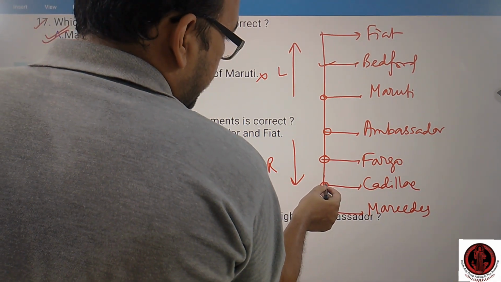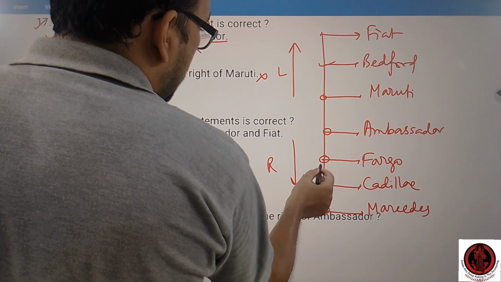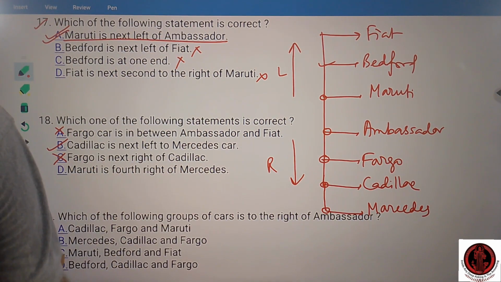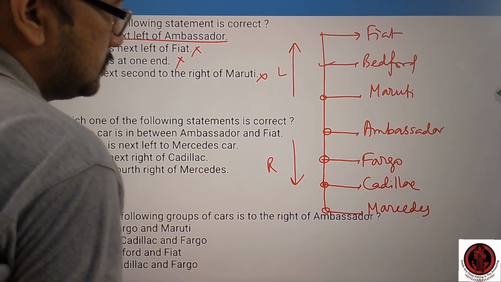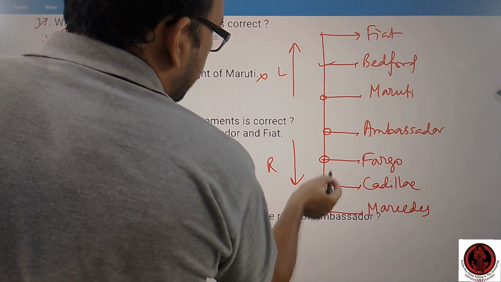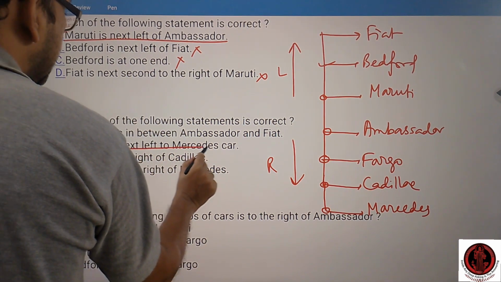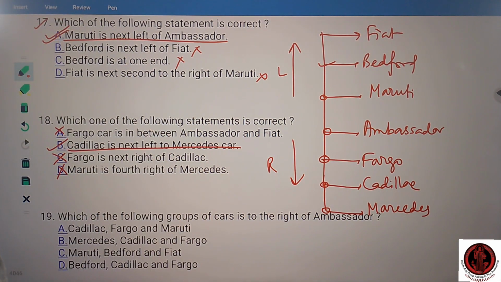Fargo is next right to Cadillac? Fargo is left of Cadillac, not right. This is wrong. Maruti is fourth right of Mercedes? Maruti is on the left of Mercedes actually. So this is also wrong. So the answer is option B. This is the answer.